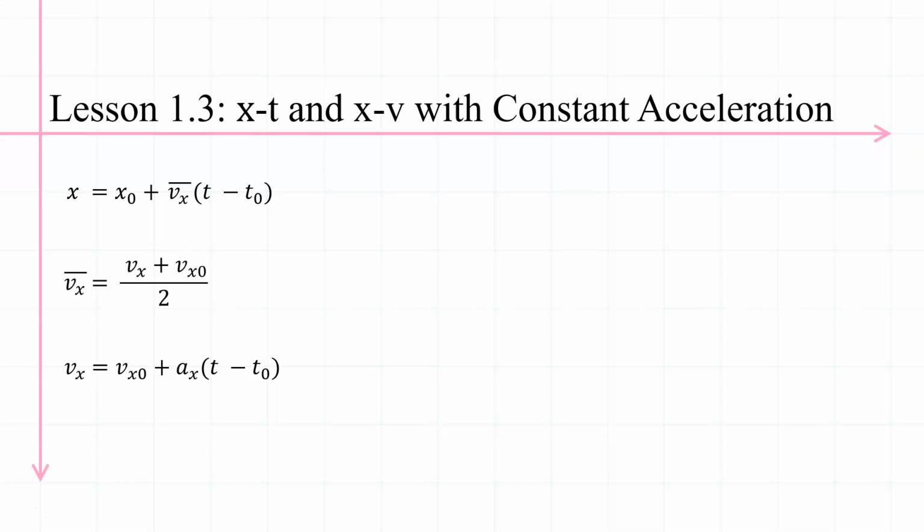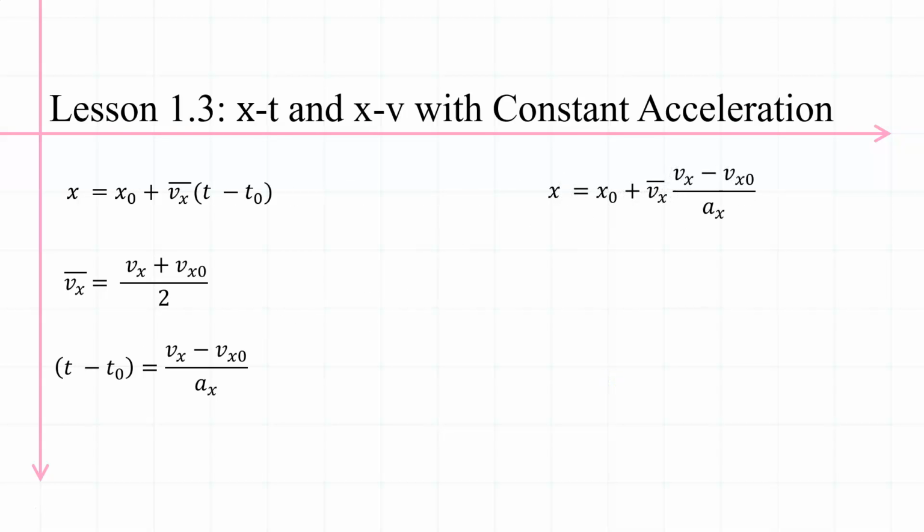To do that, I'm just going to solve the bottom equation for t minus t0. If I rearrange terms and solve that, I get t minus t0 equals vx minus vx0 divided by the acceleration. If you do the math yourself, you should see that that is a correct rearrangement of that equation. Now that I know what t minus t0 equals, I can substitute that right-hand side in for t minus t0 in the first expression, and that gives me a bit more complicated equation that we need to simplify.